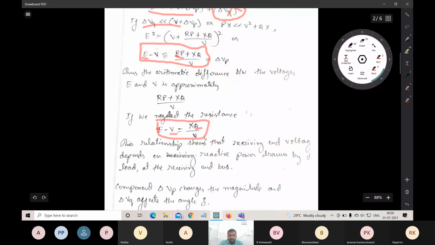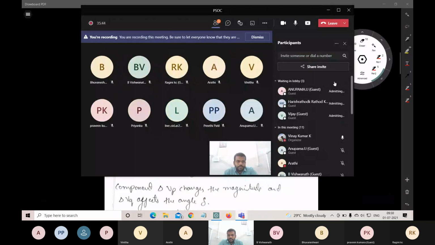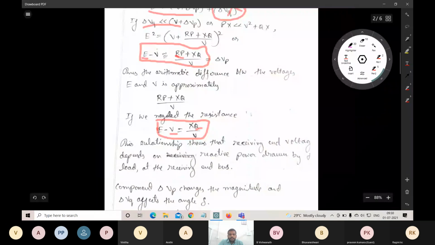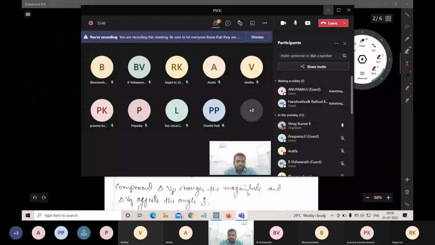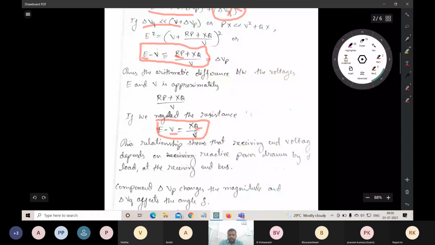So here the delta Vp, so this is the relationship that we have drawn. This relationship shows how the voltage depends upon the reactive power. So E minus V is equal to RP plus XQ by V. Here I am neglecting the resistance for the time being. If you neglect the resistance, then E minus V is equal to XQ by V.